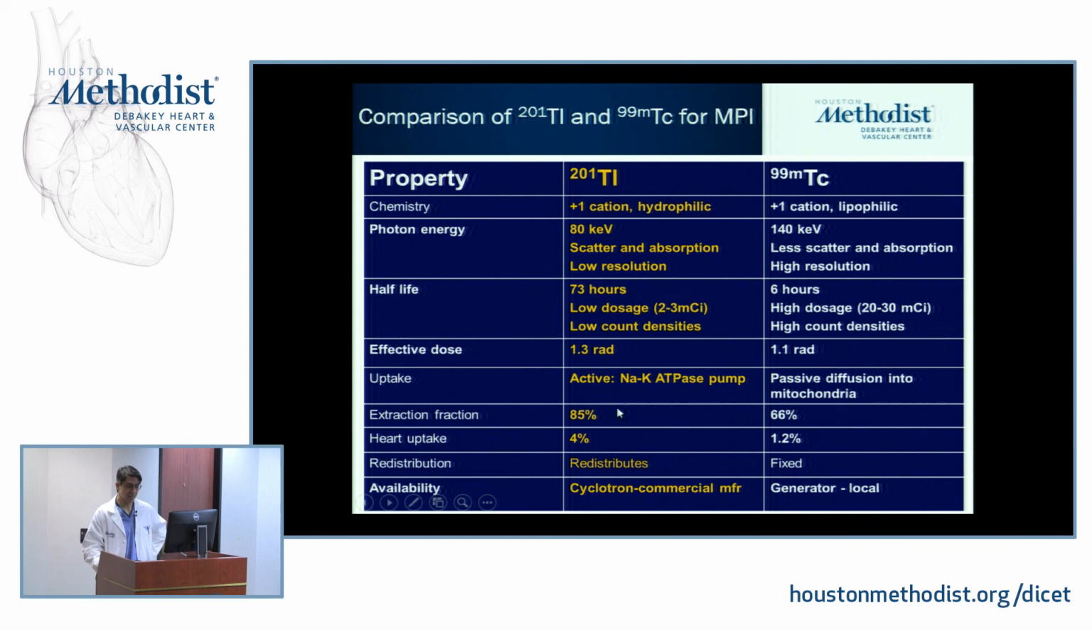You can see here that thallium has the property of redistribution, which we use to our advantage for viability imaging, and it actually has a much higher extraction fraction by the heart compared to technetium, meaning more of the agent goes to the heart than to the lungs, kidneys, spleen, and all the other organs.